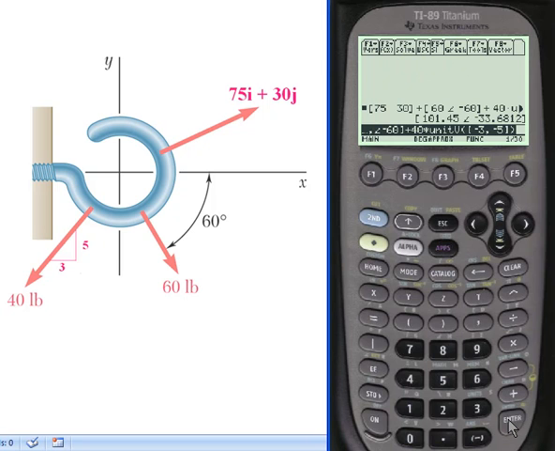So if I hit enter one more time, you get the same result, this time displayed in rectangular form, 84.42 in the x direction, negative 56.26 in the y direction. Pretty simple. Hope you got something out of that.